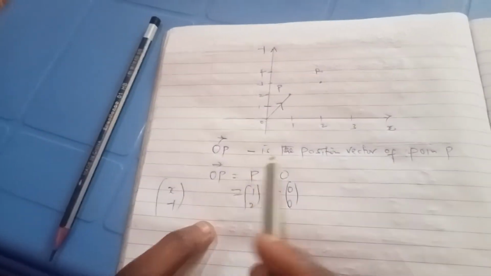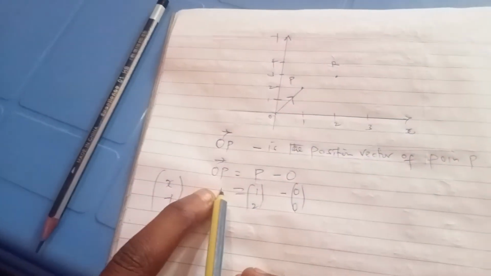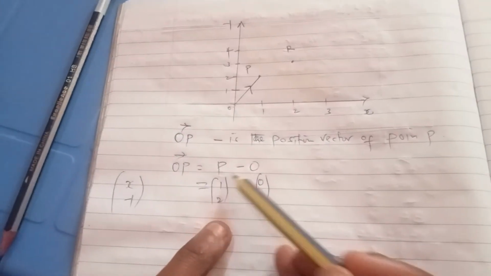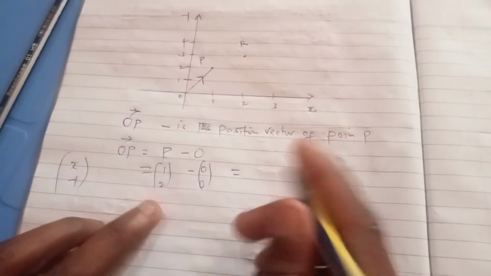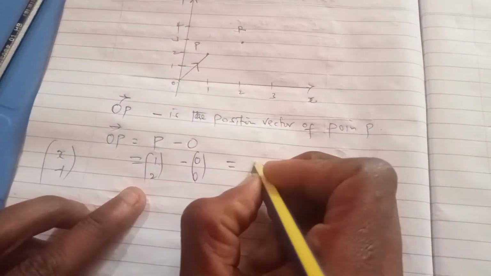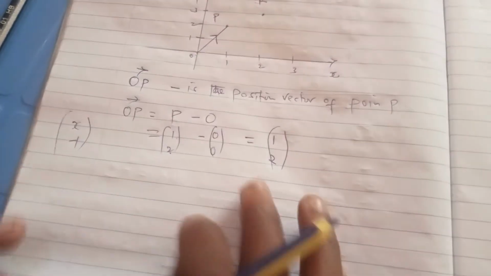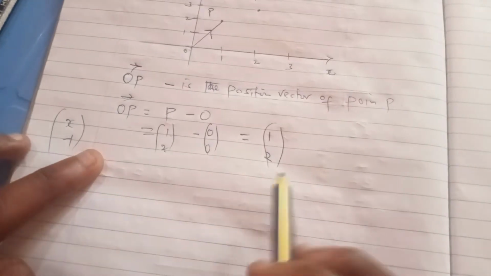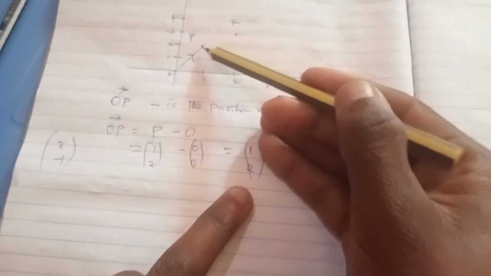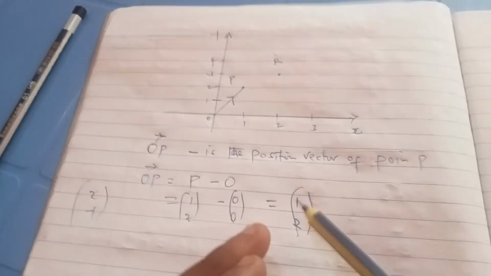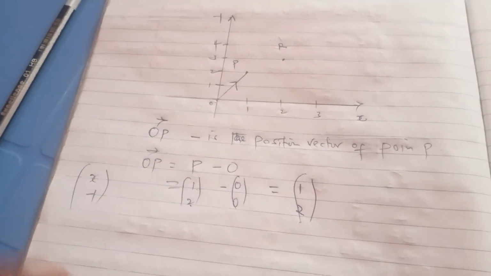So to find the position vector of P, we take the coordinates of P minus the coordinates of O, written in column form, because we give vectors in column form. So 1 minus 0 gives 1, and 2 minus 0 gives 2. If you examine this, you will find that the vector is just the same as the coordinates of P written in column form. Nothing changes except the form in which it is written.